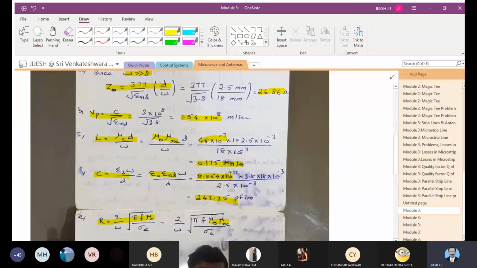You got L also, 0.175 microhenry per meter, and for R you have to use the equation 2 divided by W root of pi f mu c divided by sigma c. Mu c has to be written as mu naught mu rc, and epsilon as epsilon naught epsilon rd. The value for mu naught is 4 pi into 10 to the power of -7, and epsilon naught is 8.854 into 10 to the power of -12. So you can simplify it for the value of R.